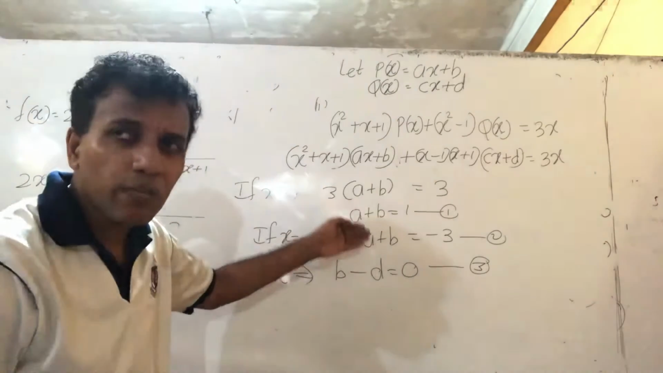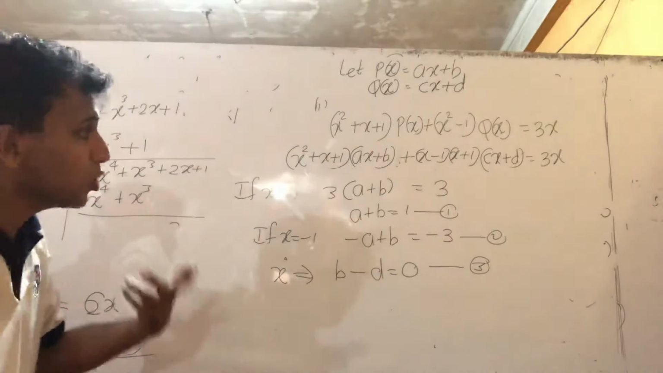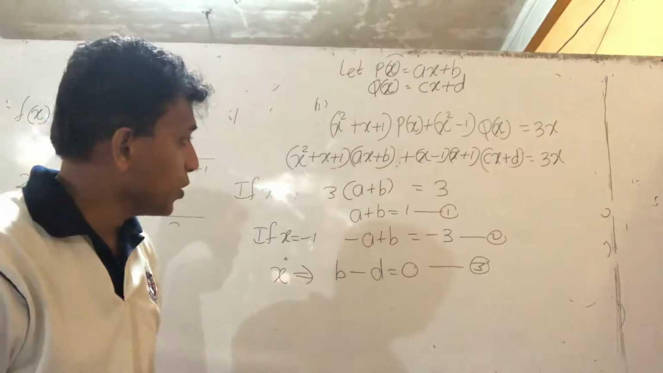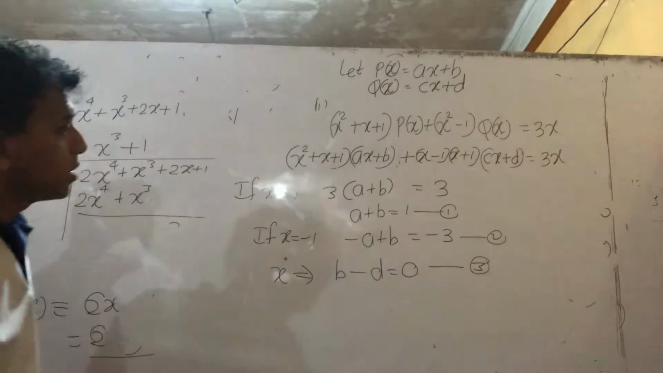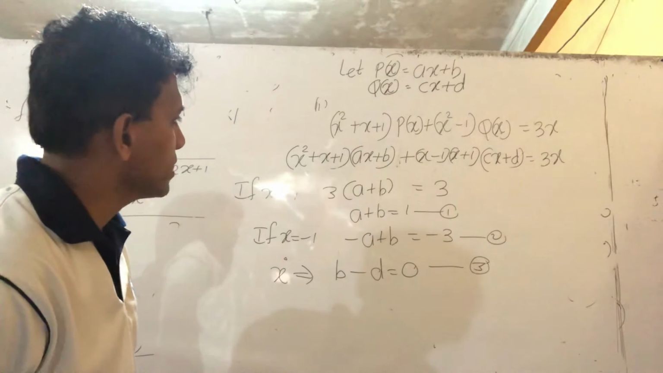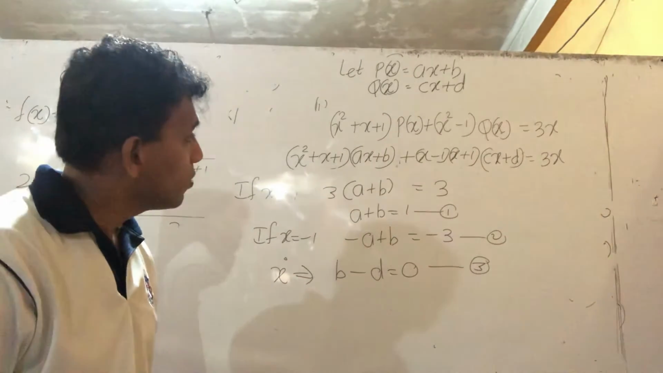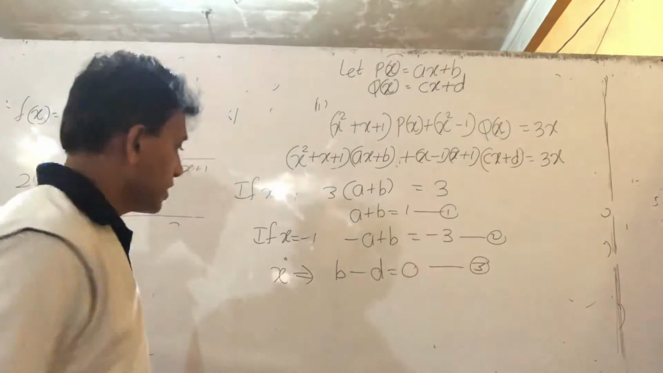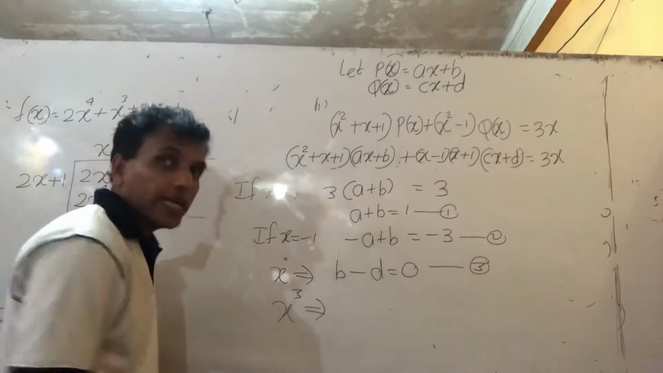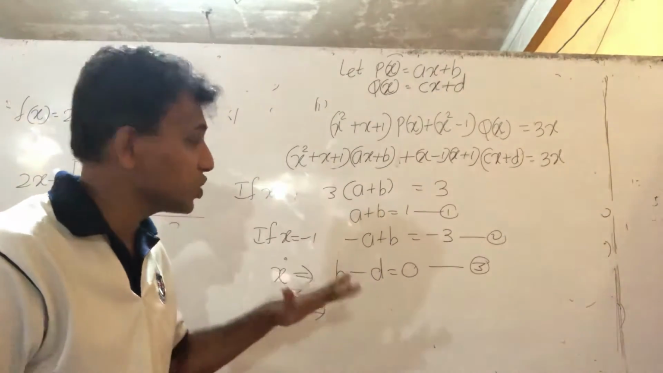Therefore, if you know A and B, that means you know the D also, right? You need another equation to find these A, B, C, D all. 4 unknowns, 4 equations. So how then easy method to get equation? What happens if you take the x square coefficient or x cube? We'll take the x cube coefficient. Next write, equate the x cube coefficient both sides.